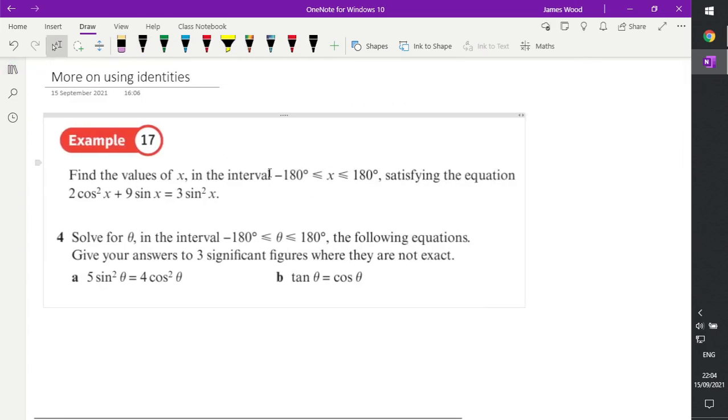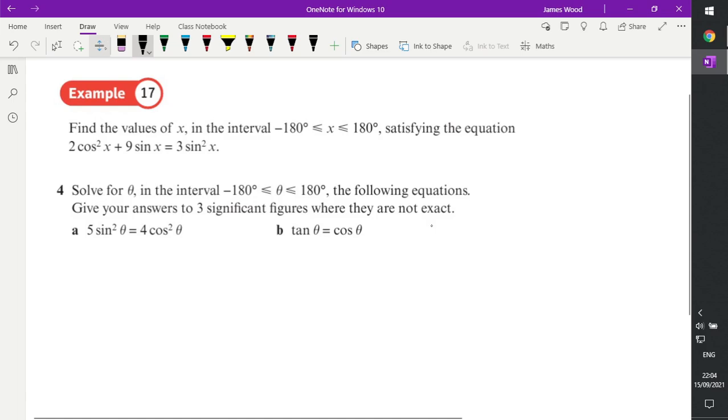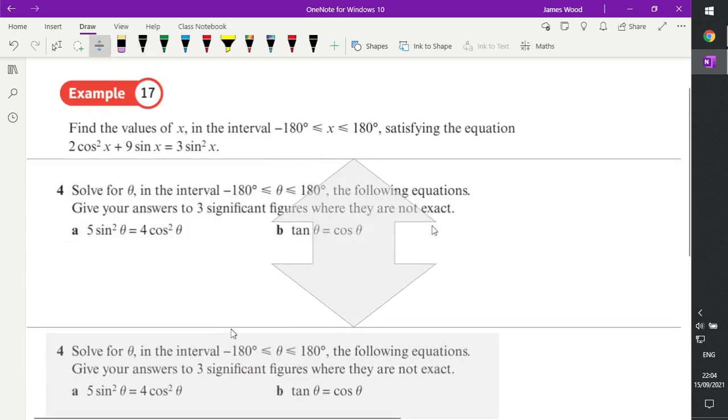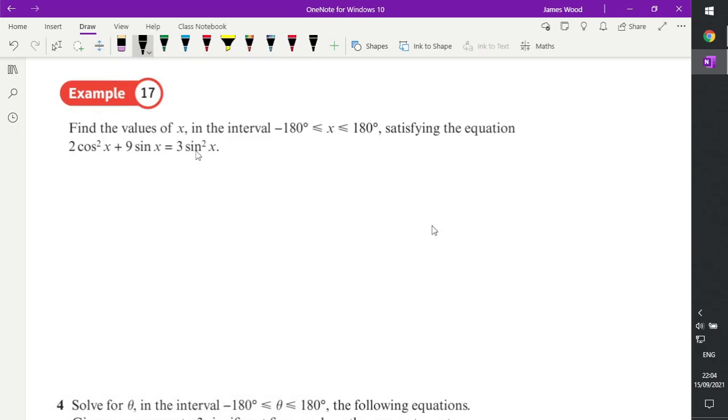Okay. A couple more examples of using identities. Rather than doing the numerical solutions, I might just show you how to get to a point where you can then finish them off, because I think we hopefully know how to solve these numerically now. So let's just think about the identities part. So 2 cos squared x plus 9 sine x equals 3 sine squared x.